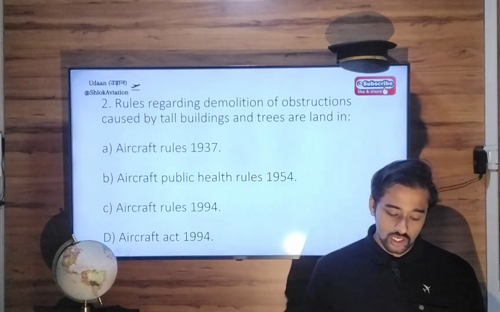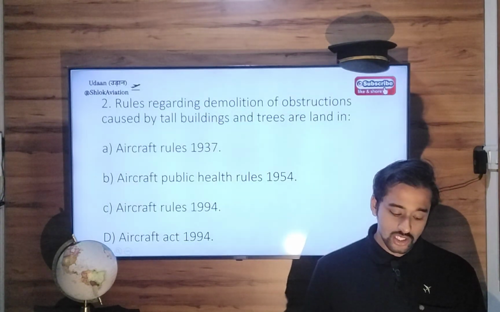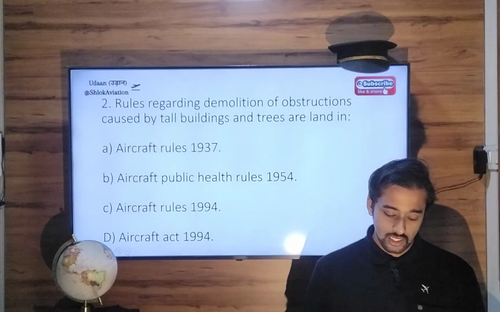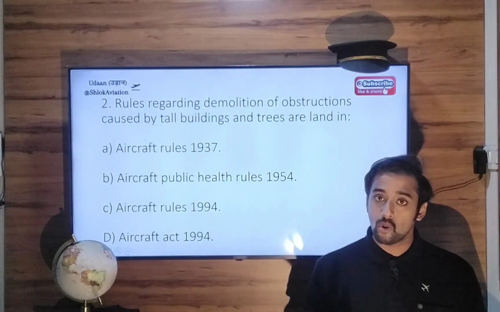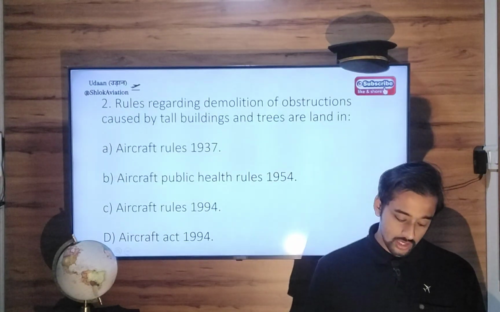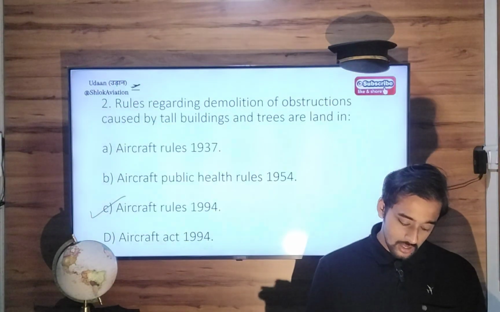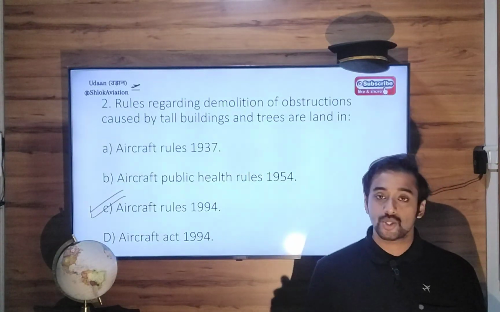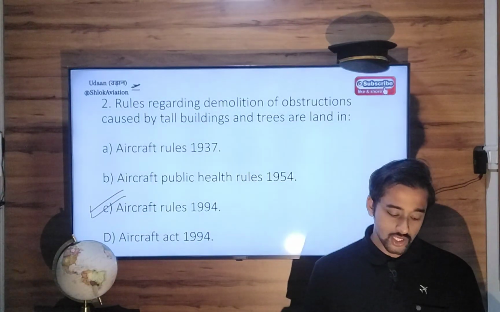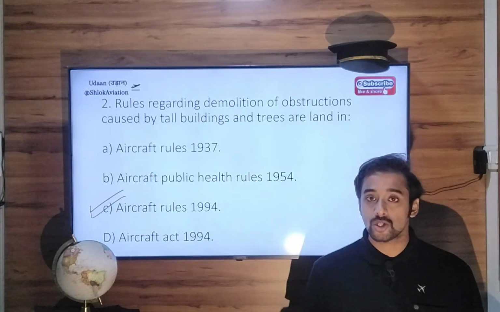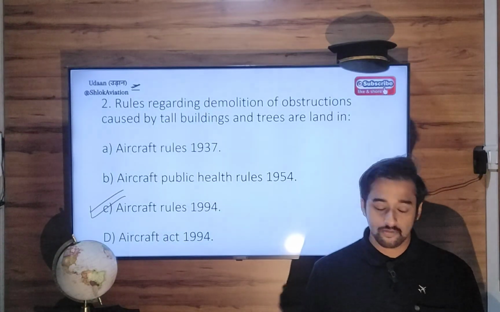Rules regarding demolition of obstructions caused by tall buildings and trees around the airport are included in what? So these are the Aircraft Rules 1994. Aircraft Rules 1994 has rules regarding demolition of obstructions around the airport area.